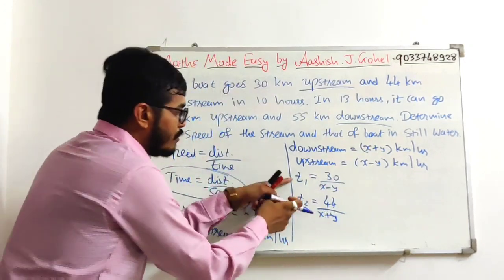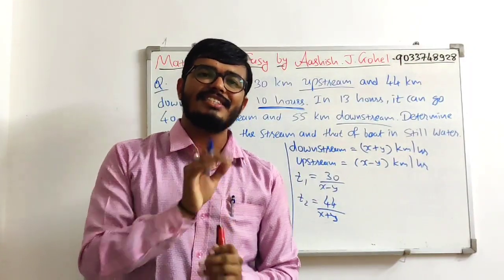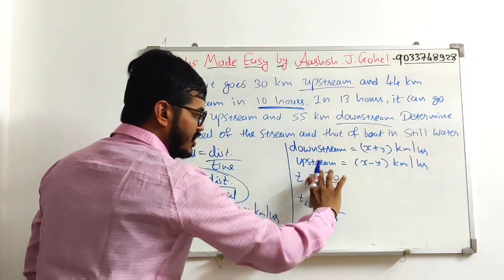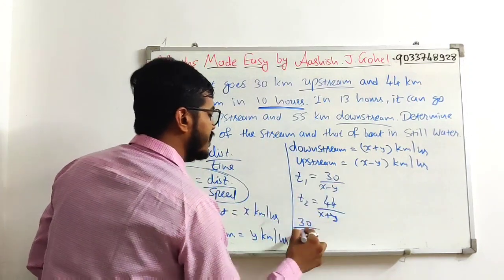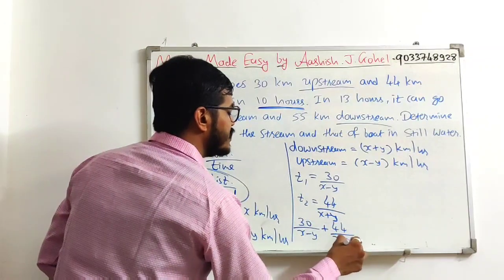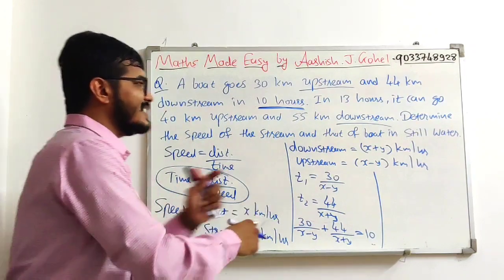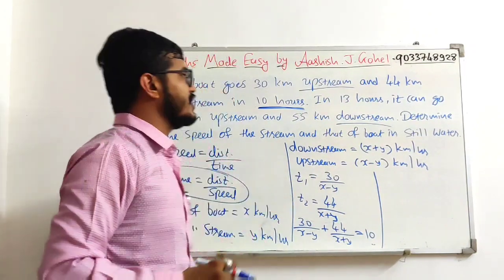So 44 downstream means the speed will be added. Now the sum of T1 and T2 is equal to 10 hours. So total time taken is 10 hours. So addition of these two is equal to 10 hours. So 30 divided by x minus y plus 44 divided by x plus y is equal to 10. Okay. Now let us discuss the other condition given in the question.